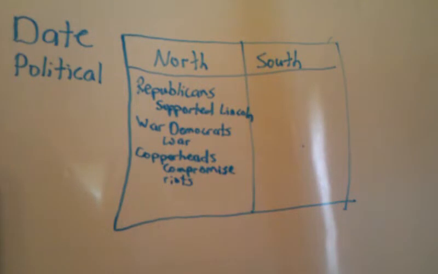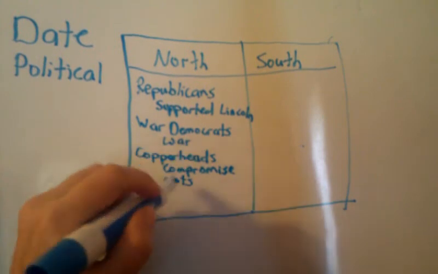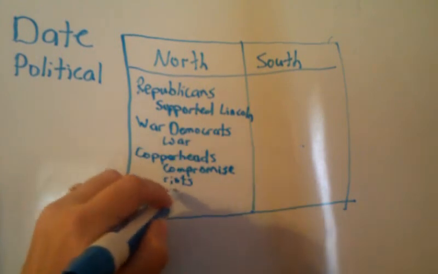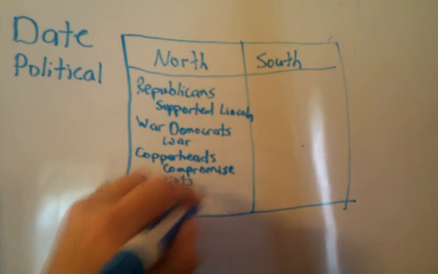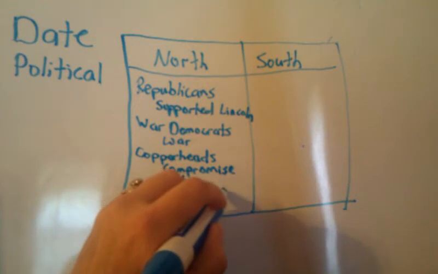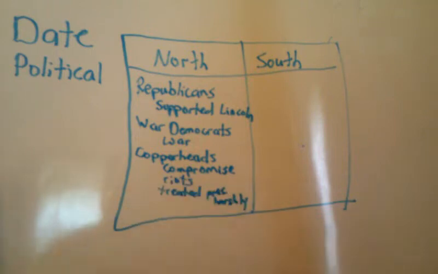They treated President Lincoln very harshly. So they treated the president harshly. Okay, it said that Lincoln enacted the Enrollment Act of Conscription. Do you understand what that means? That means he called a draft. People were drafted to go to war.